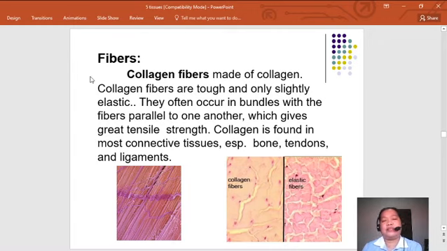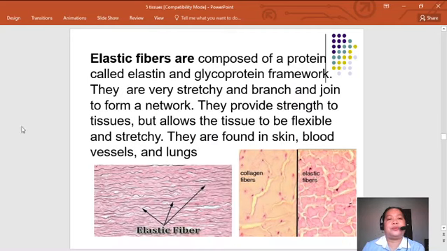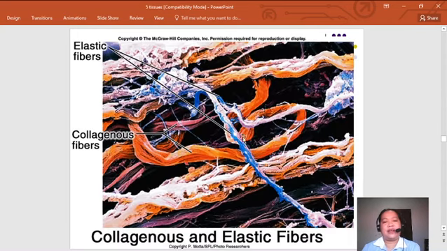So usually found in bone and tendons and ligaments. Another type, we have elastic fibers. So you can see the diagram, the black fiber, it is called the elastic fibers. We have here another diagram of an elastic fiber dyed in blue. The collagenous fibers are in orange and pink.